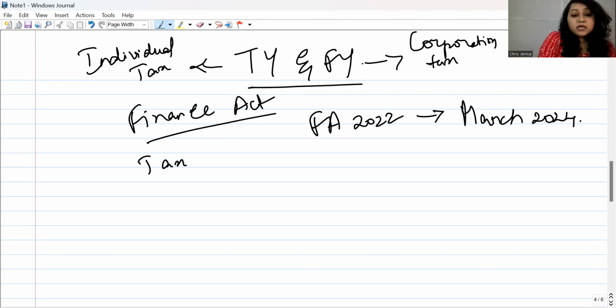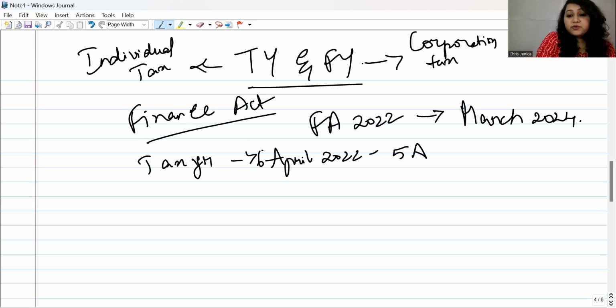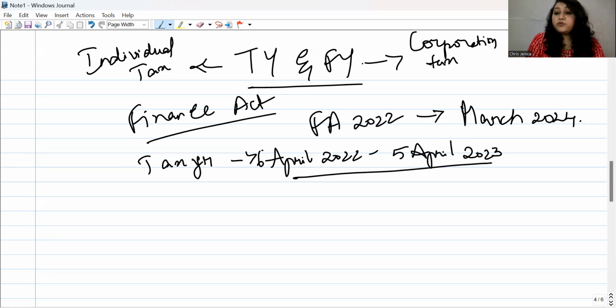Okay. Now, when does this tax year and financial year start? Tax year normally runs from 6th April 2022 to 5th April 2023. So this is the year for which the individuals will file the tax returns and pay tax for. So it runs from 6 April 2022 to 5 April 2023. And the act governing this will be Finance Act 2022.